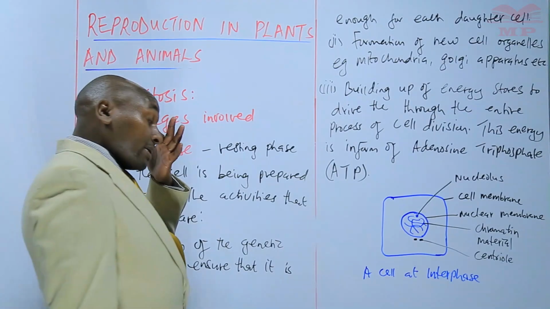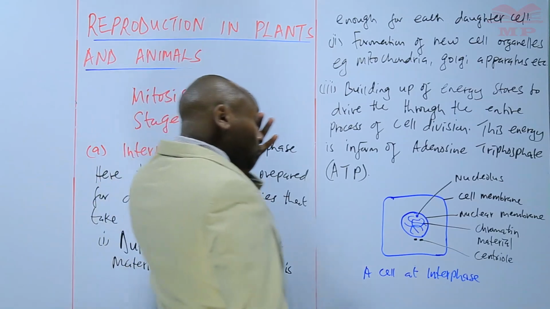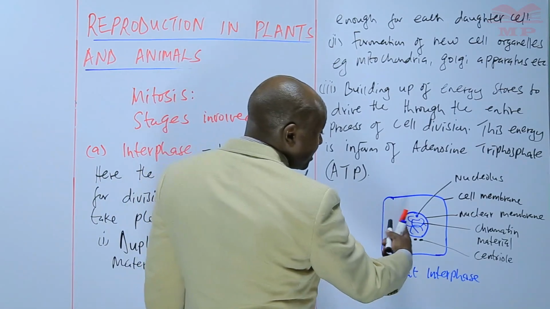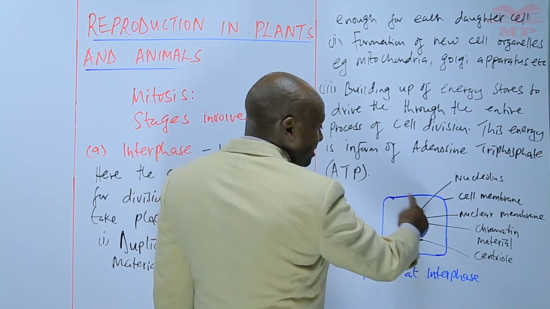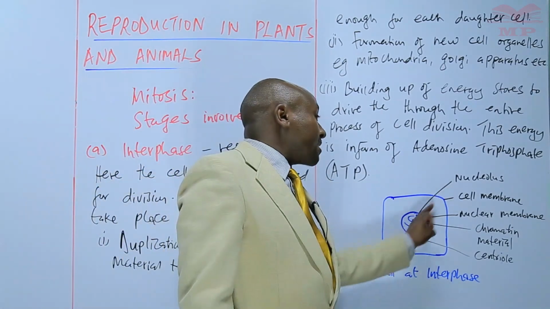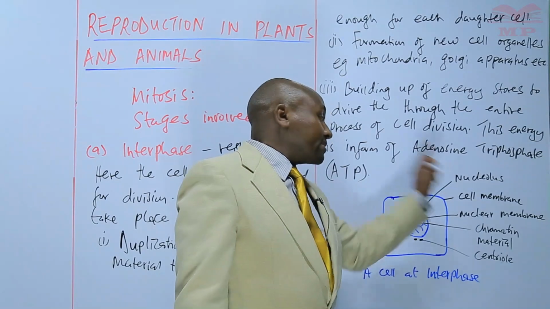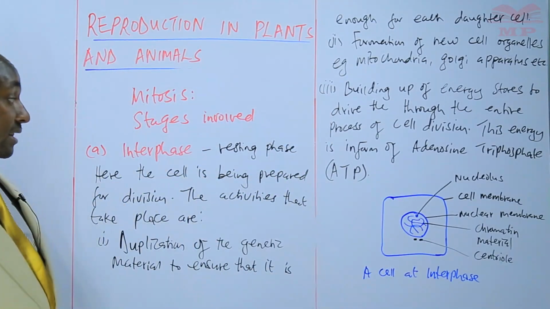The other thing that happens is that the nuclear membrane starts to disappear. It starts to disintegrate. So you'll start seeing it disintegrating, and then the nucleolus disappears. All those are activities that happen at prophase.